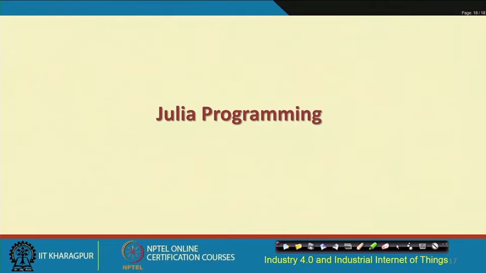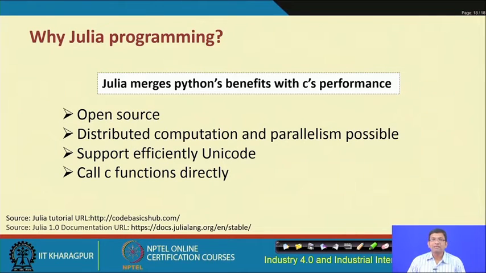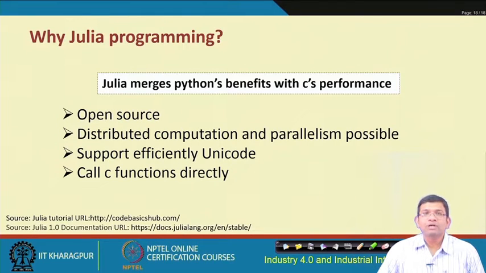Let us now have a glimpse at the Julia programming language, which is a quite popular programming language used for high level programming of analytics. Julia builds on the benefits that are obtained from Python and the performance that is achieved with the C language. So, you can think of it conceptually as a combination of benefits from Python and C. Julia is an open source programming language, and it supports distributed computation and parallelism, and there are different C like function calls that are supported by Julia.